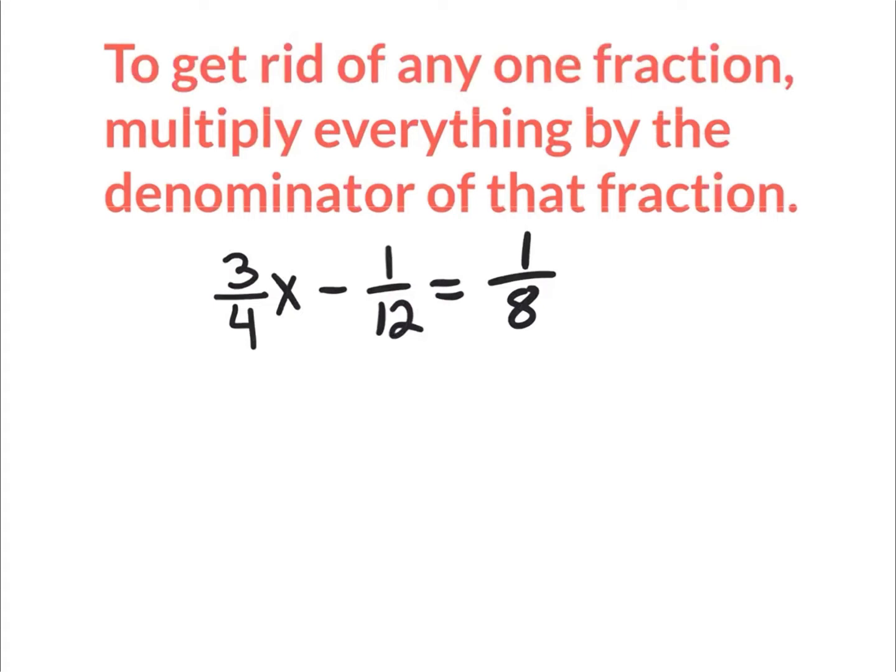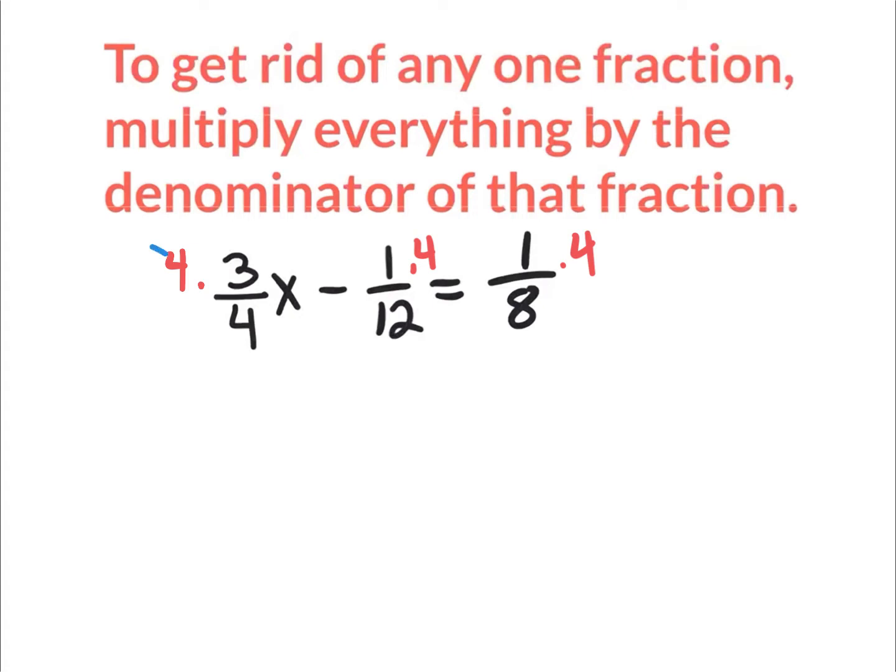And I'm going to get rid of one fraction at a time in no particular order. As a matter of fact, I want to ask you, which fraction would you like to get rid of first? Anybody, pick one. Okay, you want to get rid of the 3/4? Let's get rid of the 3/4 by multiplying everything by the denominator of that fraction, which in this case is 4. So put times 4 right there, times 4 right here, times 4 right there.